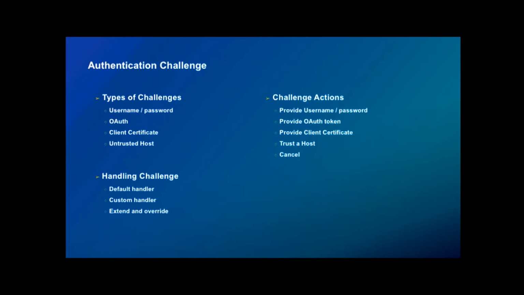And the types of challenge we support are: username and password required, or an OAuth code is needed, or you are trying to hit a PKI secure endpoint where a client certificate is needed, or you are accessing a server with a self-signed certificate, which raises an SSL error. And the action according to this type of challenge is you need to provide username and password, or provide an OAuth authorization code or OAuth token, or you need to provide a client certificate, or you want to trust a host with a self-signed certificate, or of course you can cancel the action and do nothing.